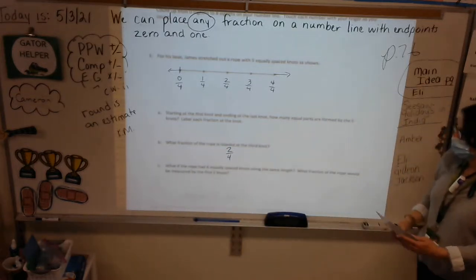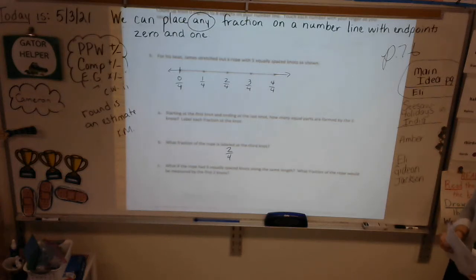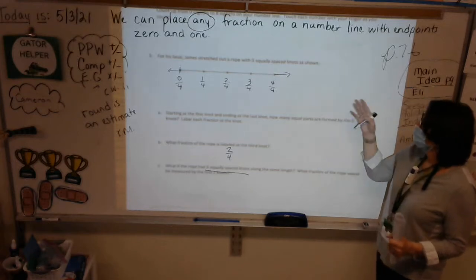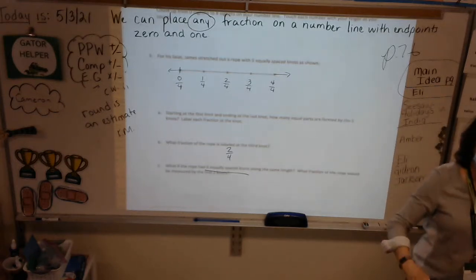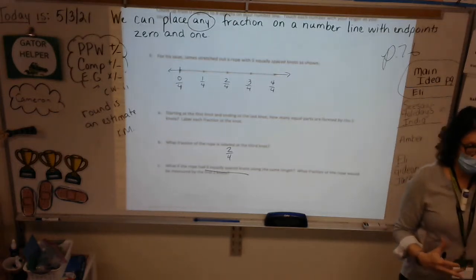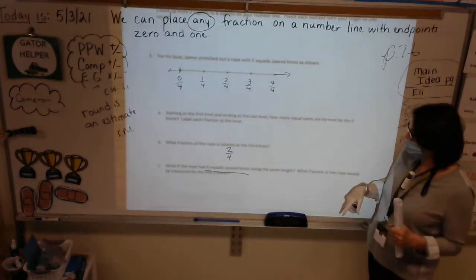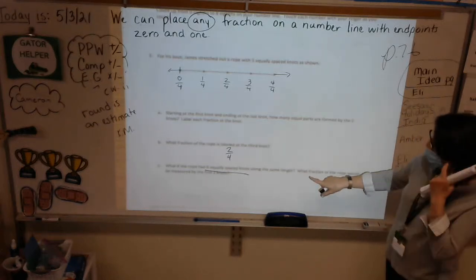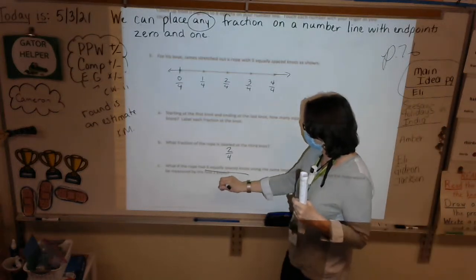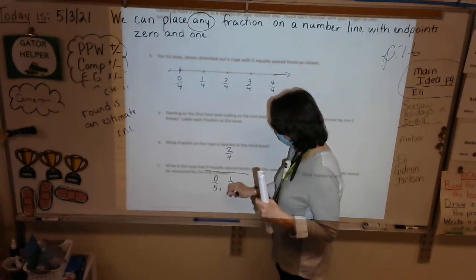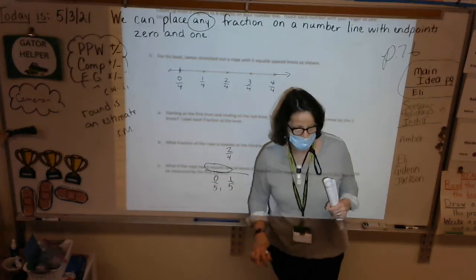Okay, and last but not least, if the rope had 6 equally spaced knots along the same length, what fraction of the rope would be measured by the first 2 knots? So if we had 6 equally spaced knots instead of 5 equally spaced knots, we would have fifths. Okay, so those knots are kind of like your line. So we would have fifths, and what fraction of the rope would be measured by the first 2 knots? We would have 0/5, and we would have 1/5 with 6 equally spaced knots.